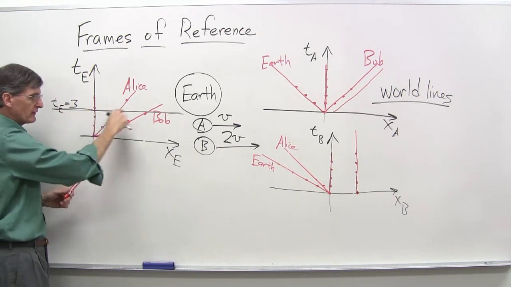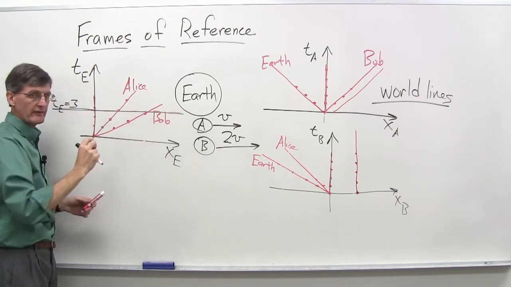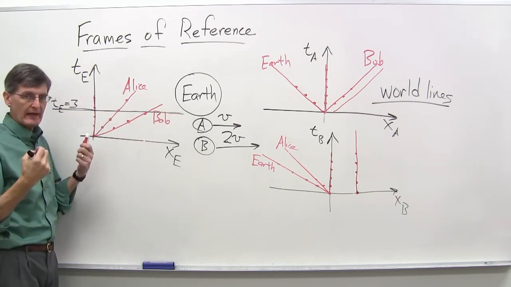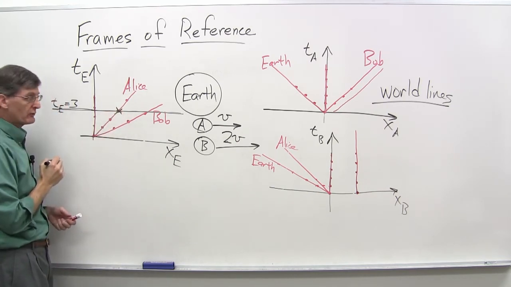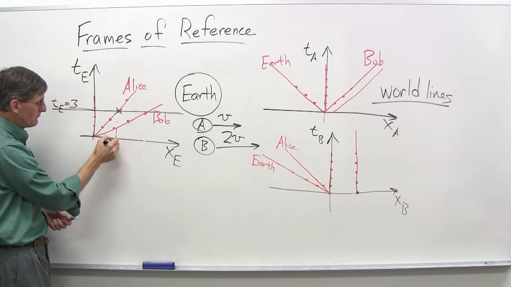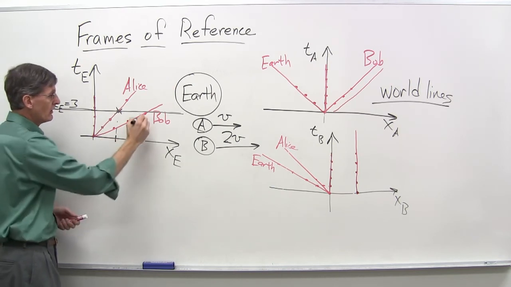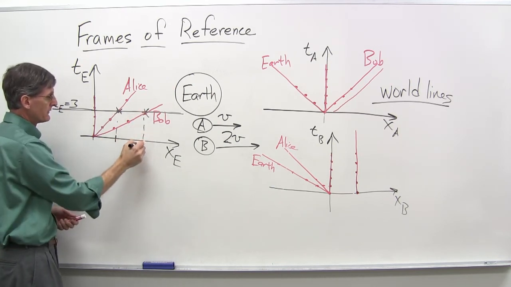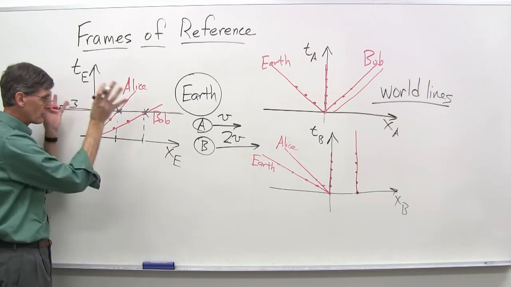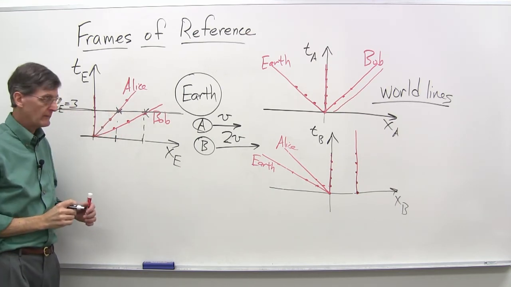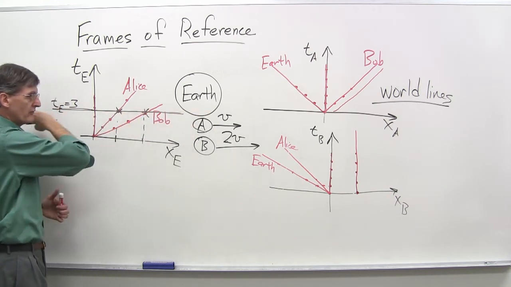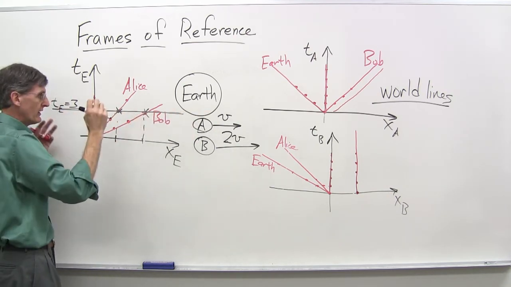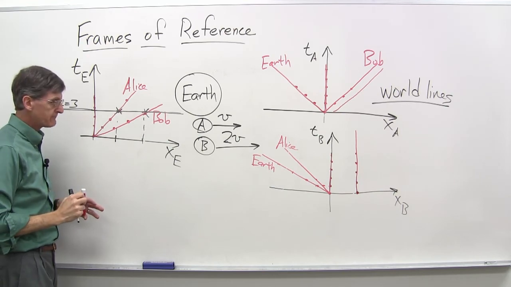And if I look at everything along that line, that represents everything that happened from Earth's perspective at T equals 3 seconds. So Alice was at this position right here at T equals 3 seconds, whatever that mark is on the x-axis. Bob was at this position right here at T equals 3 seconds. Our clocks took a photograph at that point in time and noted their position. So a horizontal line represents everything that happens in that frame of reference at that particular instant in time.